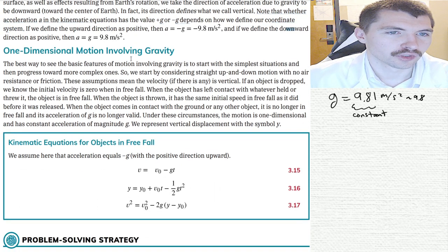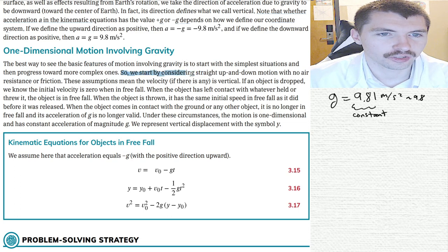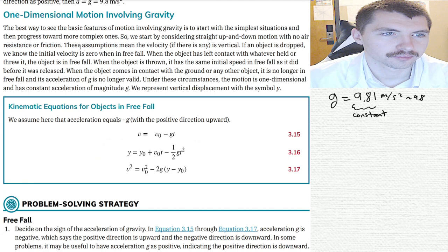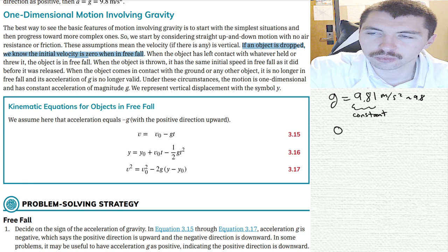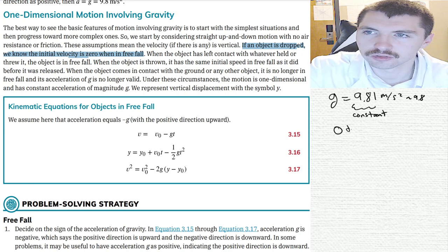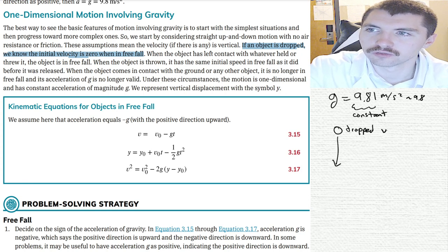One-dimensional motion involving gravity. Simplest situation. All right, so what's the simplest situation? Straight up, down motion. Okay, so we have an object and we're going to drop it. Then v naught equals 0.